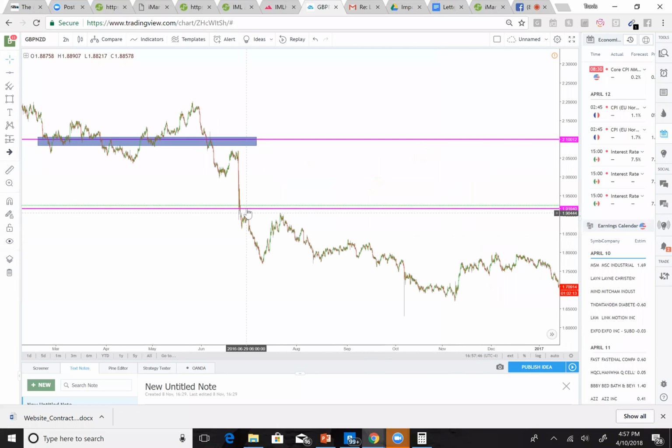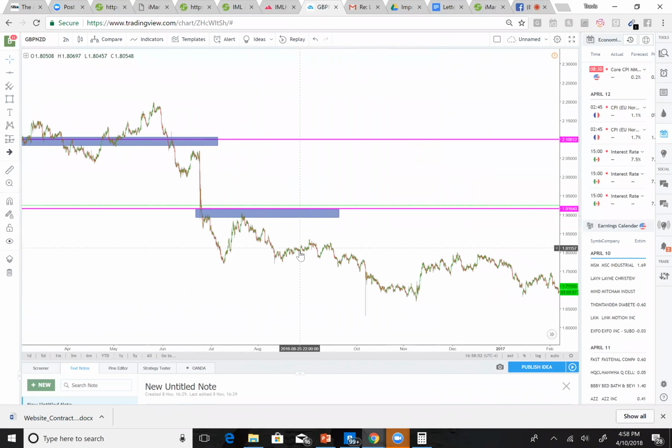It dropped, and now where is my new ceiling, my new resistance? It's right here. It's actually, once again, a zone. I do the same thing. I'm here, right? My zone is right there. That is my zone that I want to focus on while this is under here.